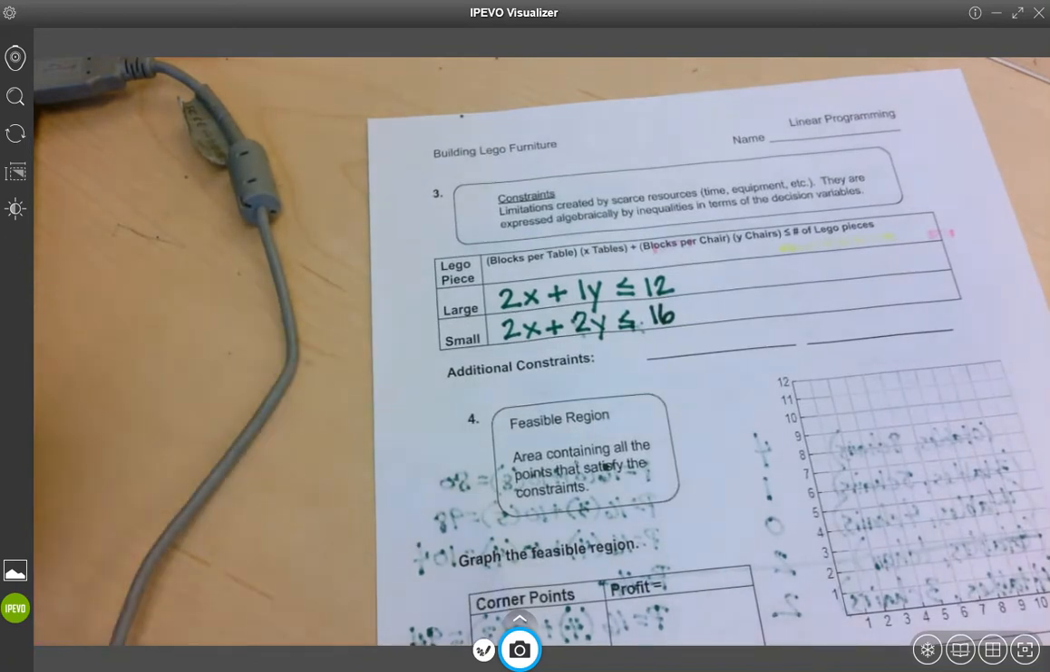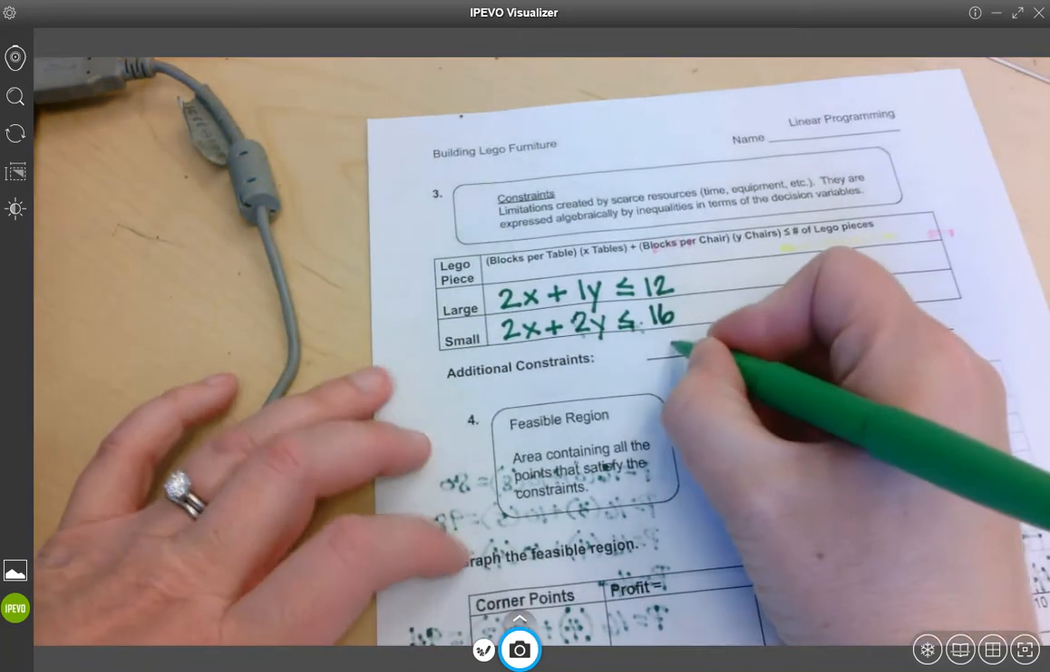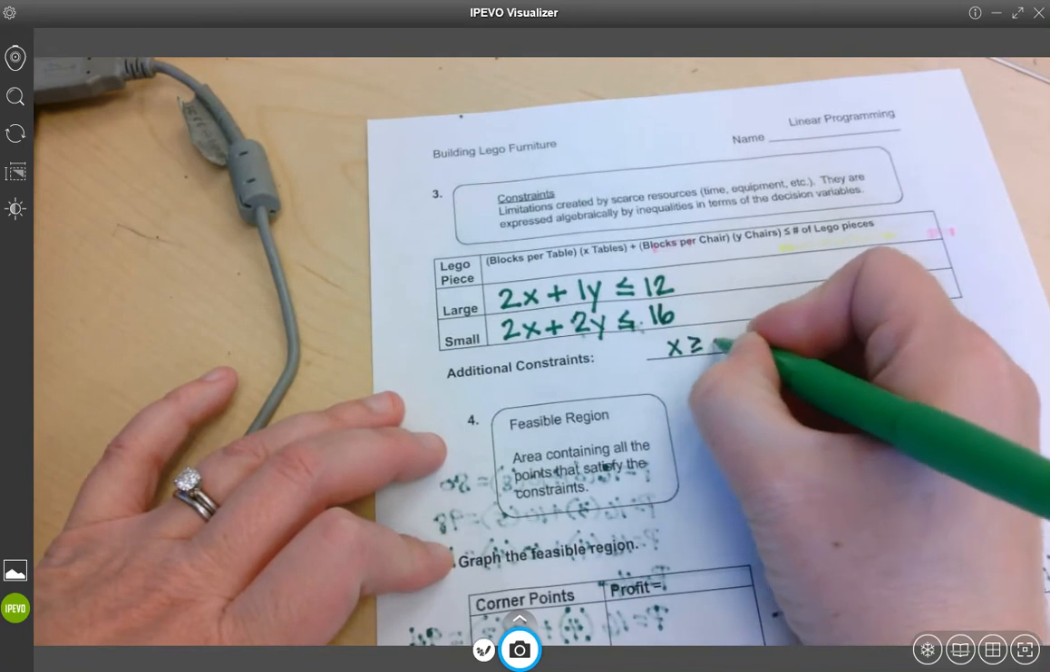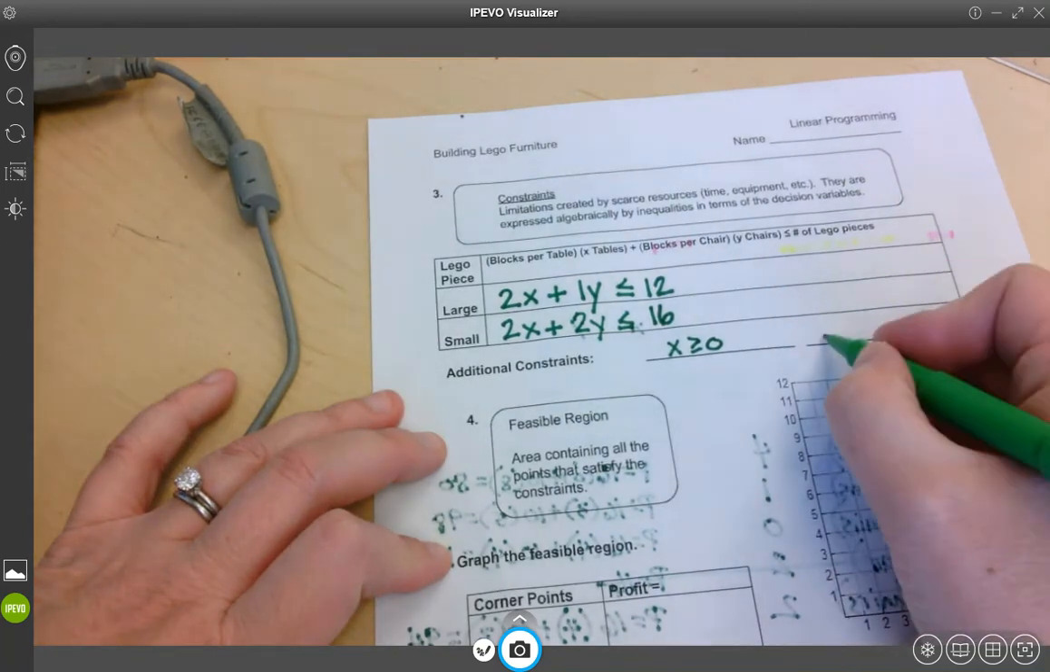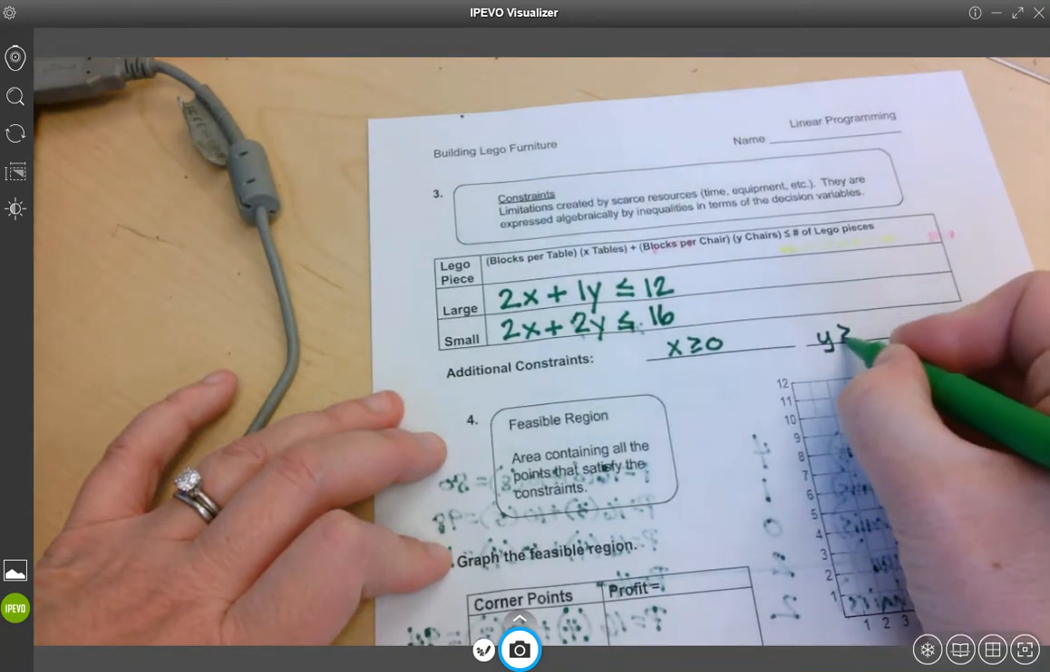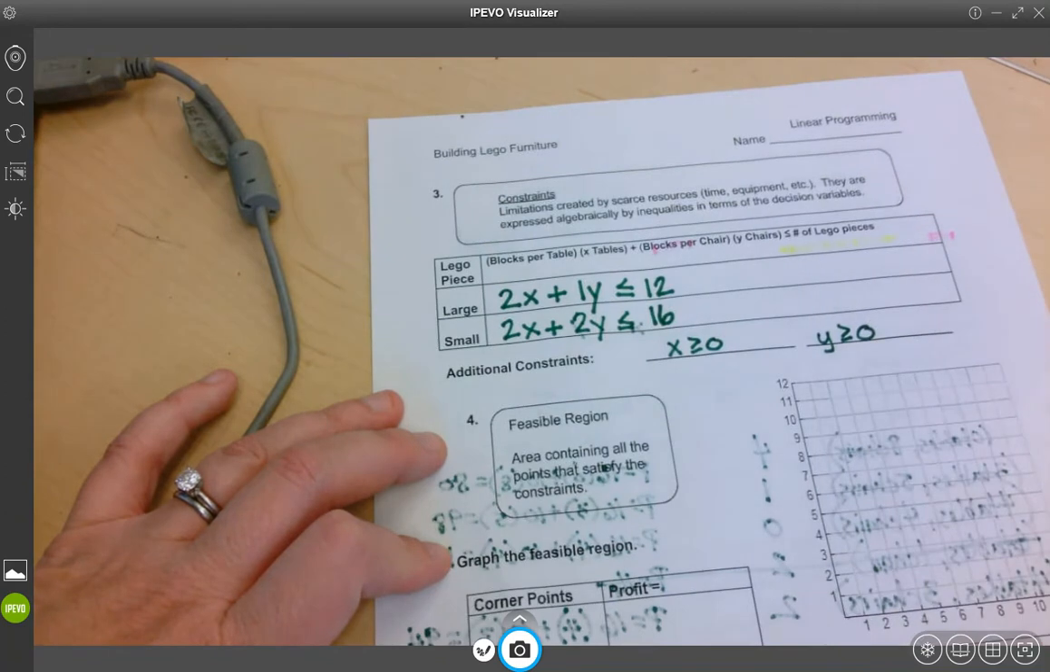All right, so where it says additional constraints, this is talking about the fact that we can't do anything with negative Legos. We can't have any negative small pieces or negative large pieces. And so to account for that, we say that x has to be greater than or equal to 0. We can't have any negative tables, actually, in this case. And we can't have any negative chairs, so that also has to be greater than 0. And so we're going to graph the feasible region.